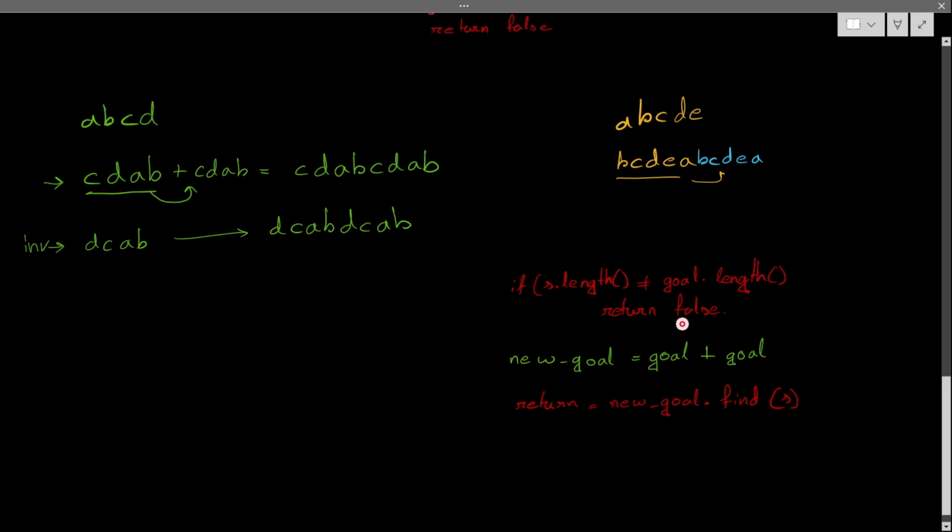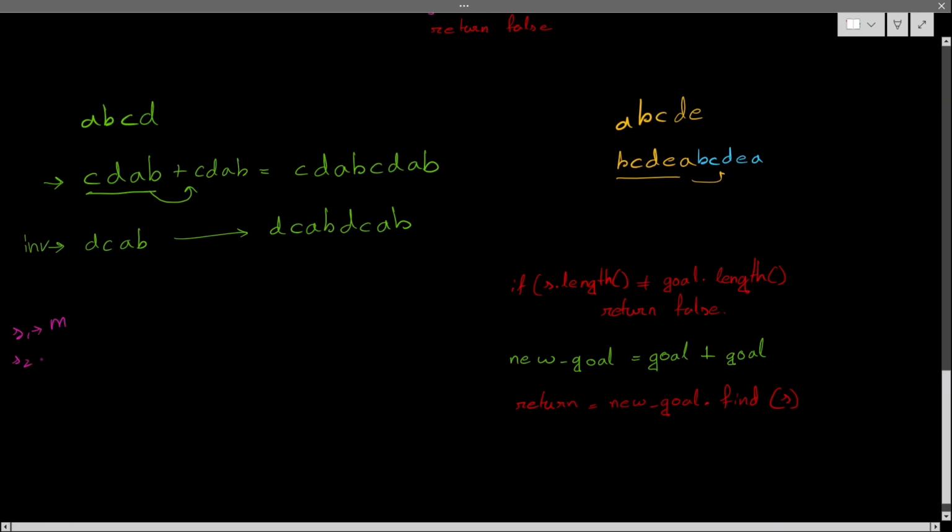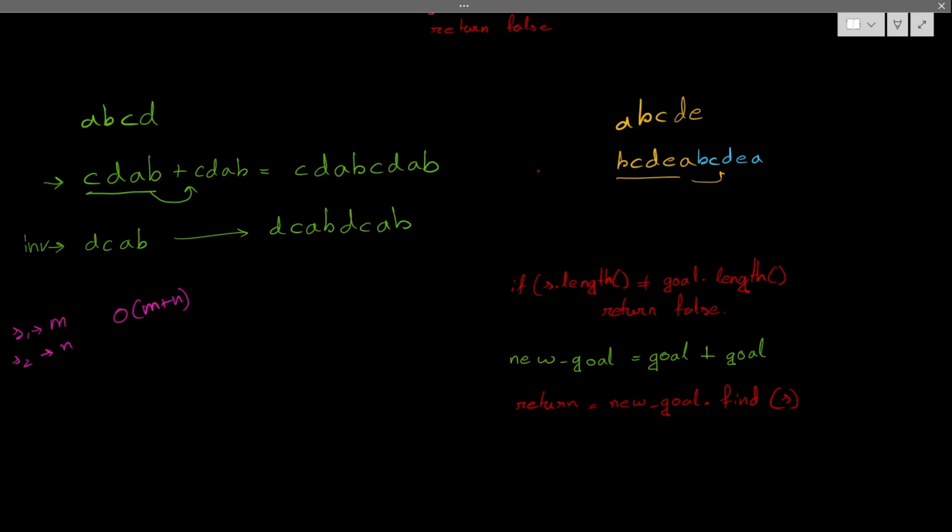And what is the time complexity? It will take string concatenation, right? If one string is of length m and the other is of length n, string concatenation takes big O of m plus n time. As both are of size n, it is big O of n time. And what you are doing here is searching for the given string as a substring of our new goal, so it is a string comparison.